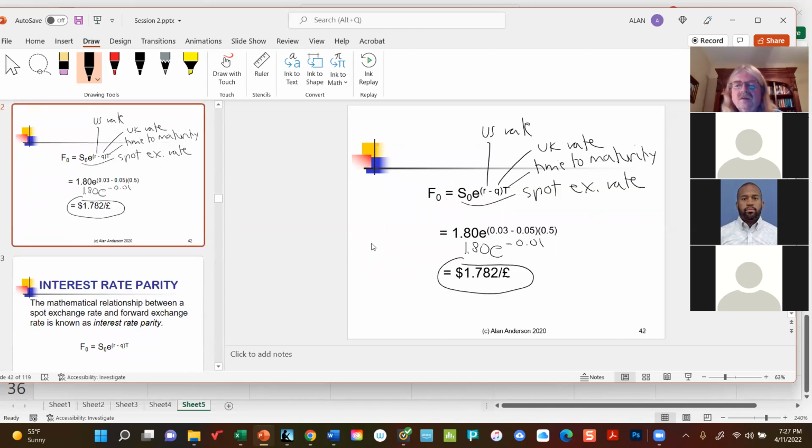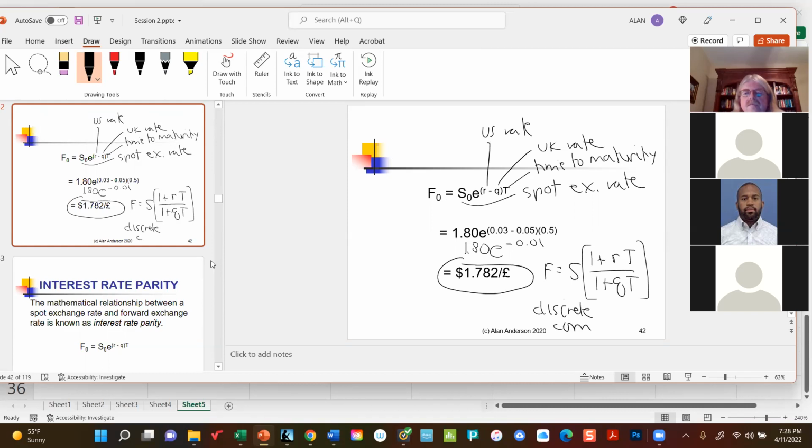Let me show you what the formula would look like without continuous compounding. You would have, this would be discrete compounding. So it could be done that way. Yes, it's just that Hull's book, like I said, Hull loves to do it with continuous compounding. But again, with the derivatives markets, often this is what you see anyway.